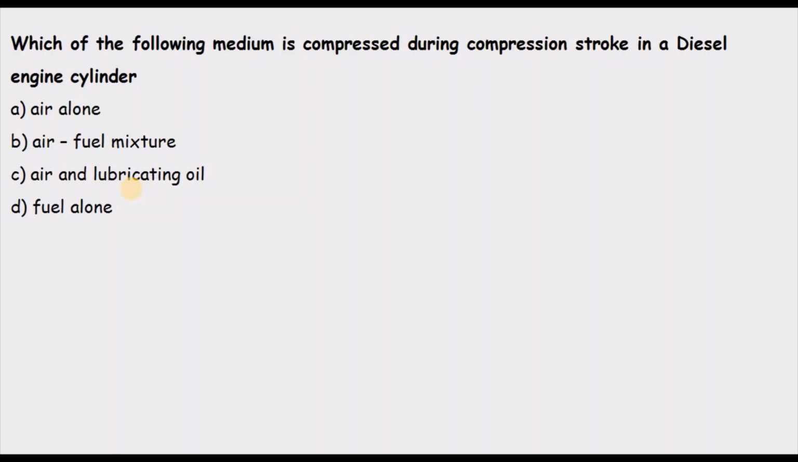The second question is: which of the following mediums is compressed during the compression stroke in a diesel engine cylinder? The options are air alone, air-fuel mixture, air and lubricating oil, and fuel alone. Here we are talking about what is being compressed in CI engines. In a CI engine, during the suction stroke, air is taken in. At the end of the compression stroke, fuel is injected. That means initially there is only air. So what will be compressed? Only air. The correct answer is air alone, that is A.